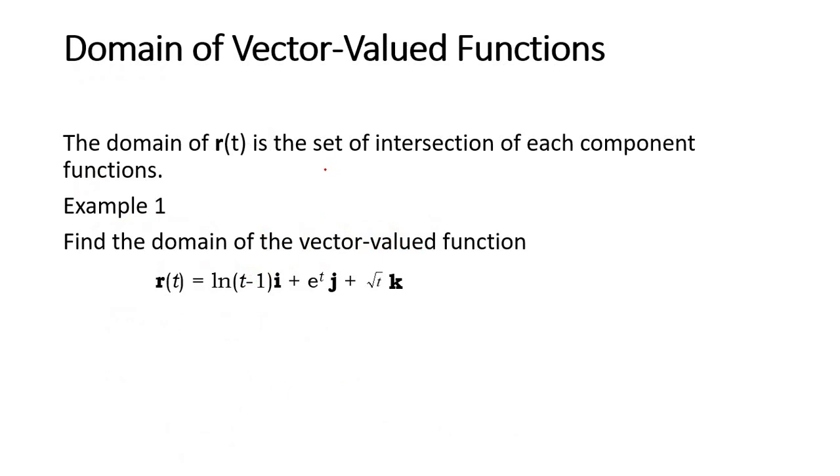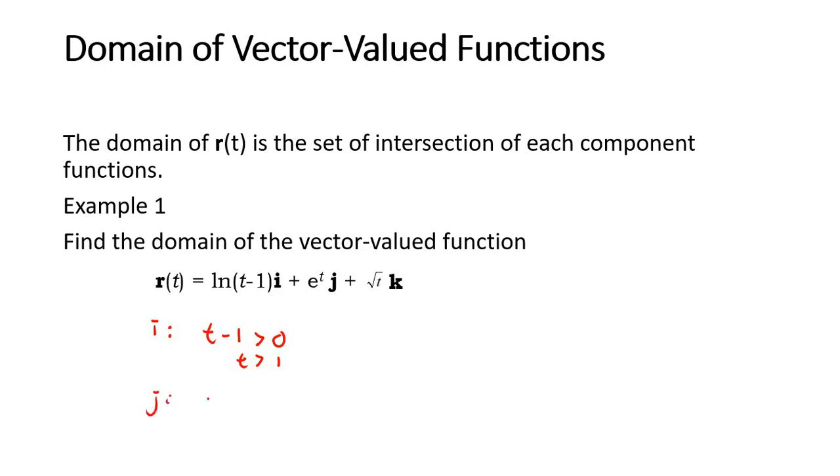Next, the domain of a vector value function. The domain of r(t) is the intersection of the domains of each component function. Example 1: find the domain of the vector value function r(t) equals ln(t minus 1) i plus e to the power t j plus square root of t k. So we find the domain of each component i, j, k. For component i, we have ln(t minus 1). For the ln function to be defined, we set t minus 1 greater than 0, so t is greater than 1.